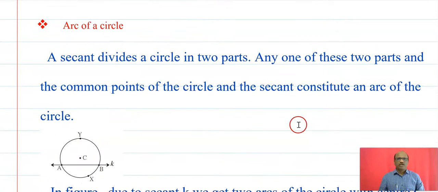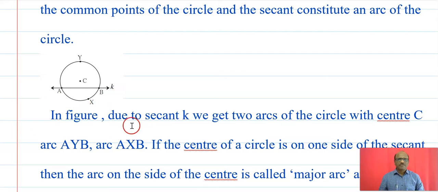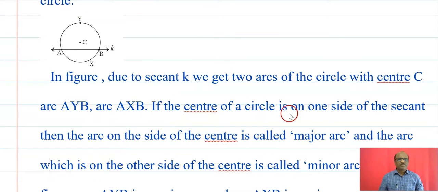Now let's recall the arc of a circle. A secant divides a circle into two parts. Any one of these two parts and the common points of the circle and the secant constitute an arc of the circle. In the figure, due to the secant, we get two arcs of the circle with center C, arc AYB and arc AXB.